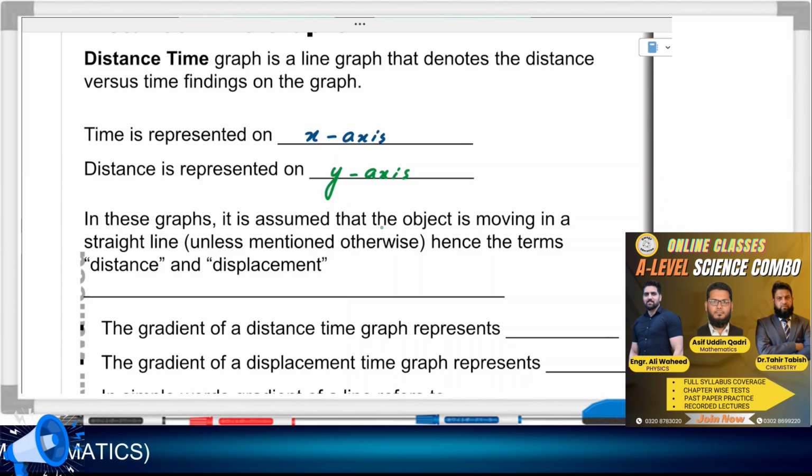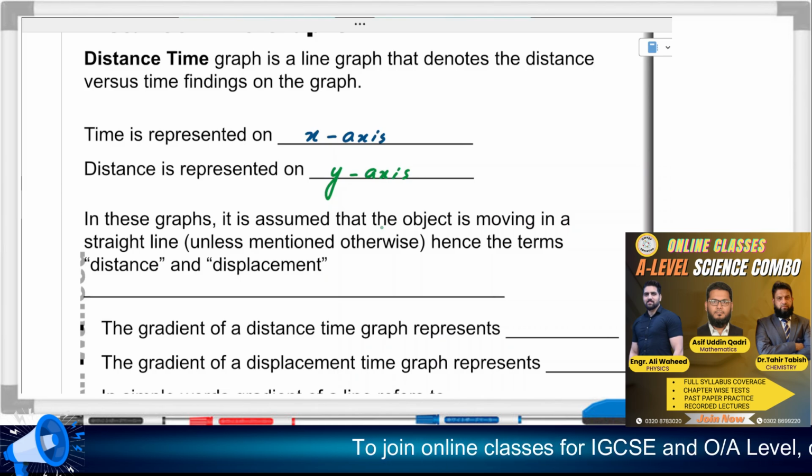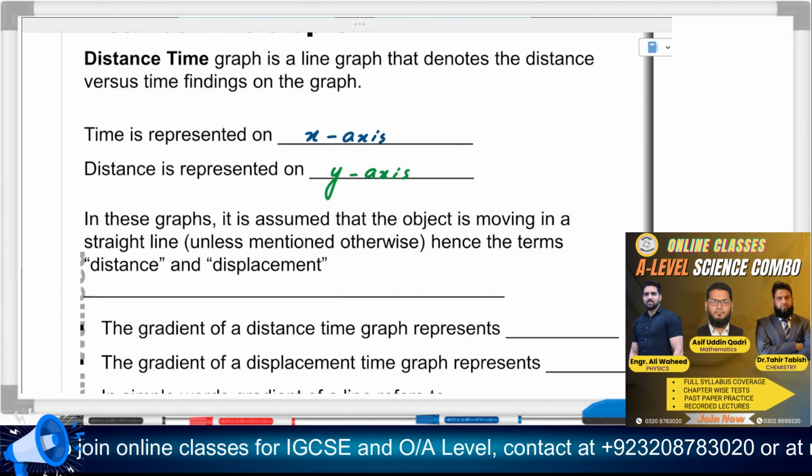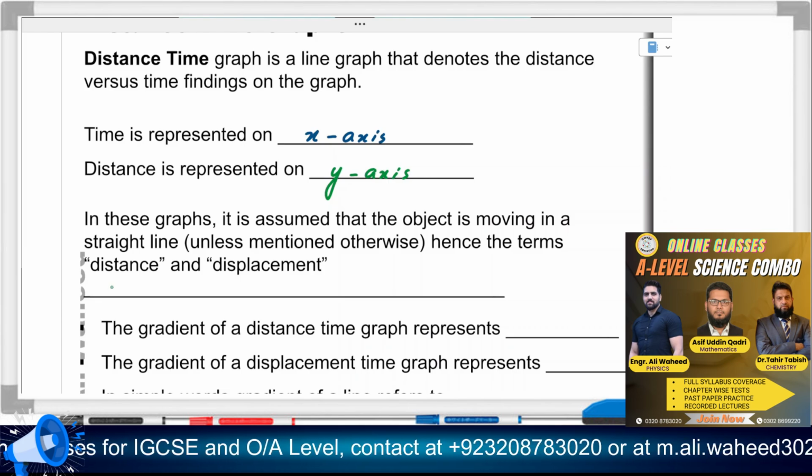In these graphs, it is assumed that the object is moving in a straight line unless mentioned otherwise. Hence, the terms distance and displacement can be used interchangeably.